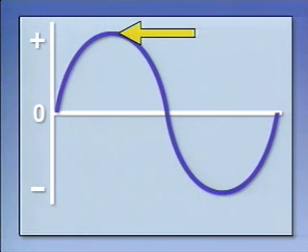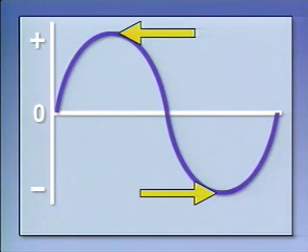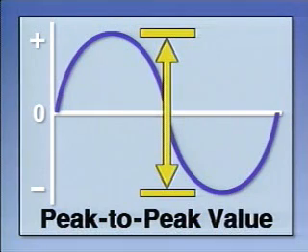We'll start with this point. This point represents the voltage's maximum positive value. And this point represents the voltage's maximum negative value. The voltage values at these 2 points are referred to as peak values. Each cycle has one positive peak and one negative peak. The amount of voltage represented by the distance between the positive peak and the negative peak is called the peak-to-peak value.